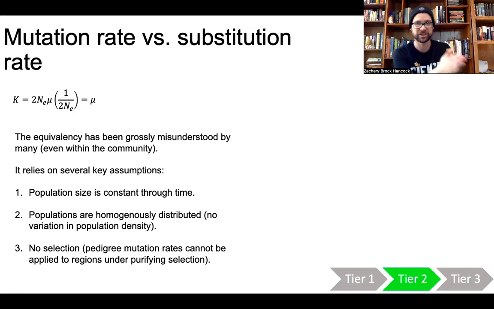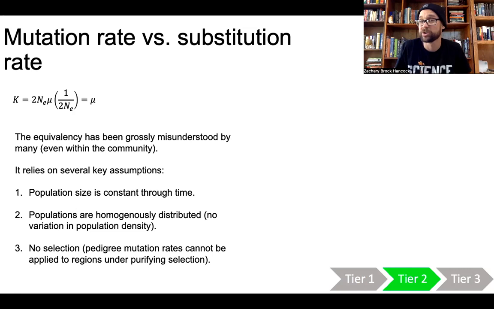So again, this equivalency holds under strict neutrality, assuming there's no population size variation through time or across space, and assuming that there has been no selection at all. Now, while this might seem incredibly restrictive, it does hold for some parts of the genome for some populations. To make this equivalency, you need to know something about the life history of that organism. You need to actually do some investigation to understand whether these assumptions hold.